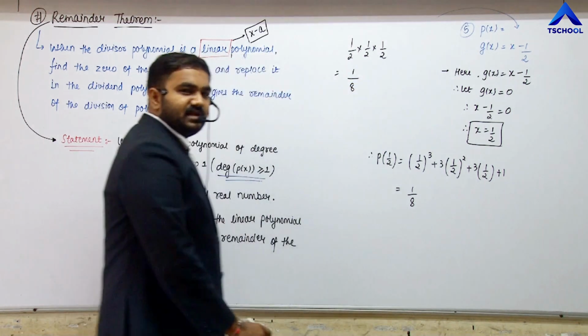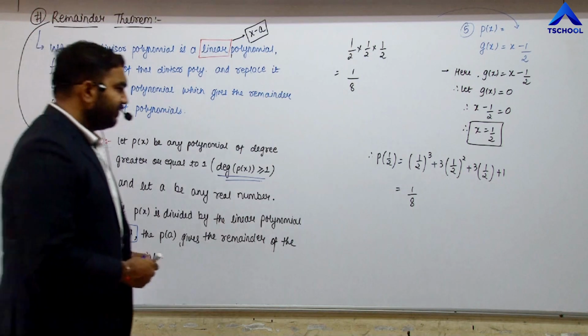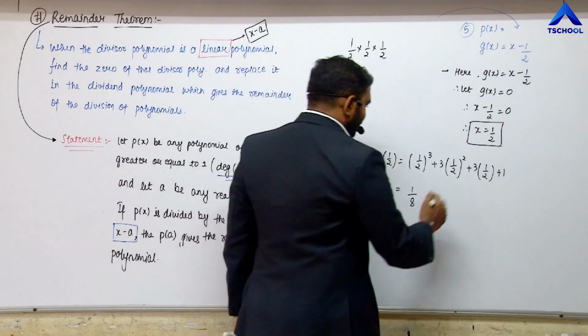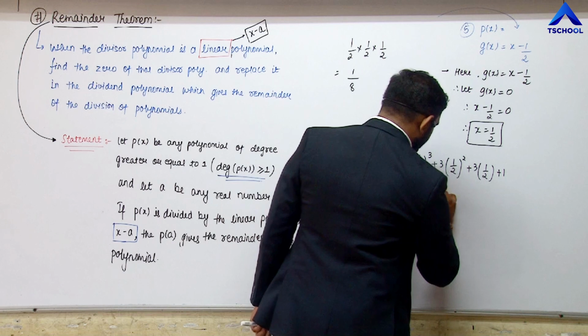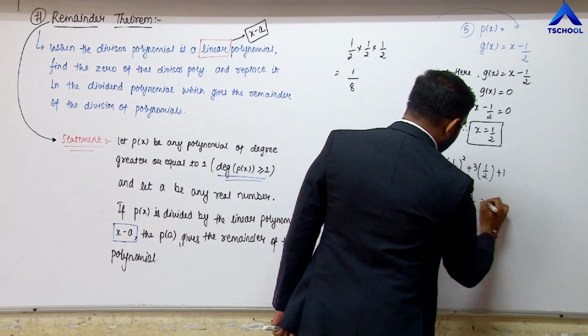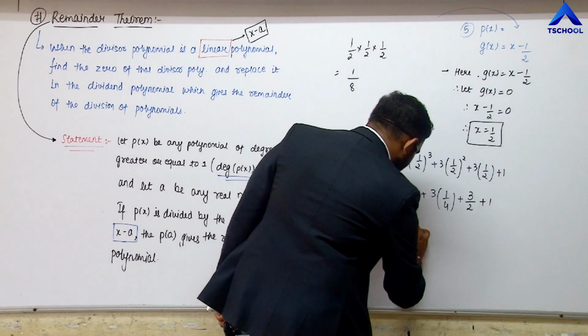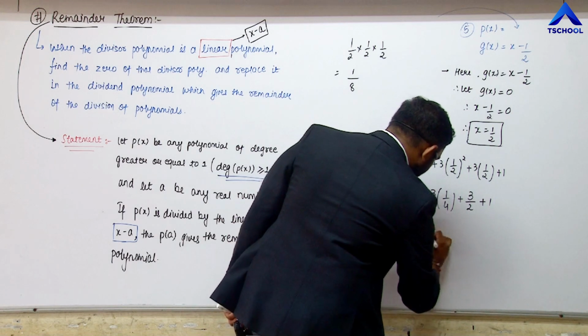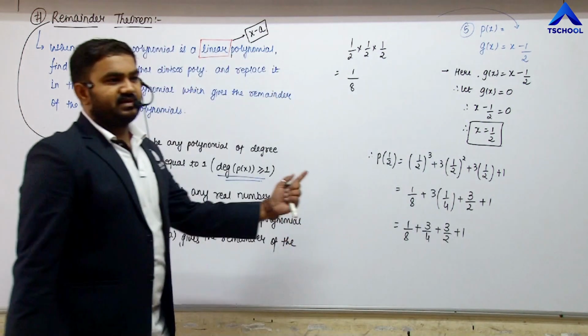In this way it works for the multiplication. So 1 upon 2 whole cube is 1 upon 8, plus 3 into 1 upon 2 square, that is 1 upon 4, plus 3 into 1 by 2, that is 3 by 2, plus 1, right? So that equals 1 upon 8 plus 3 into 1 by 4, 3 by 4, plus 3 by 2 plus 1. So let us take the LCM here.